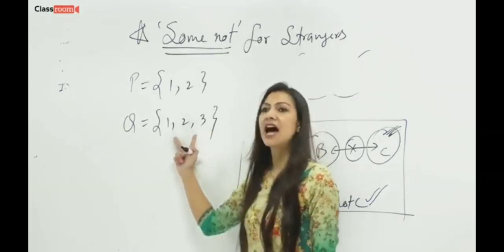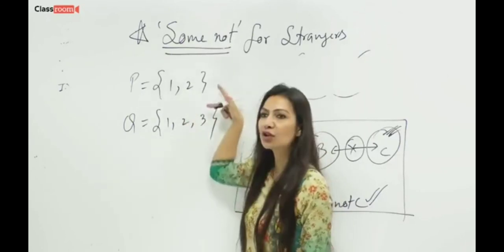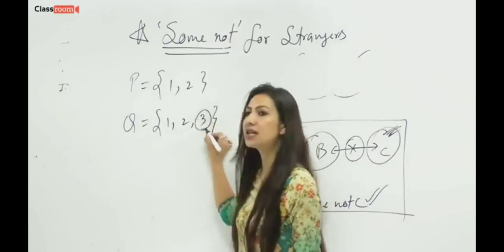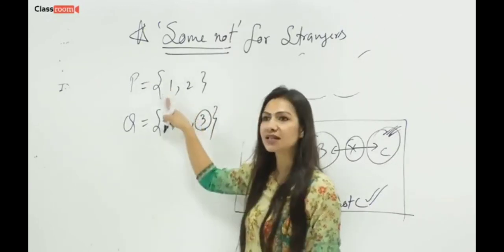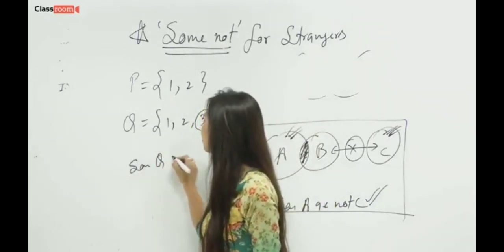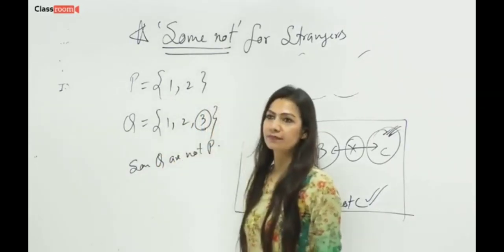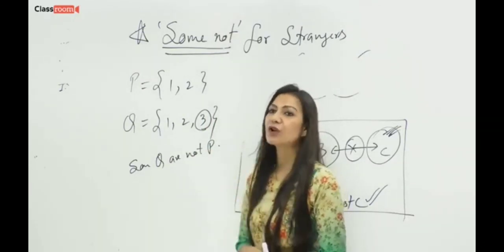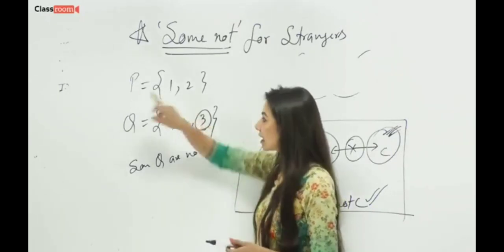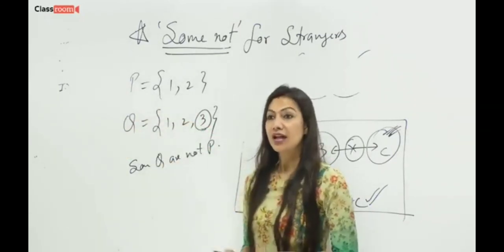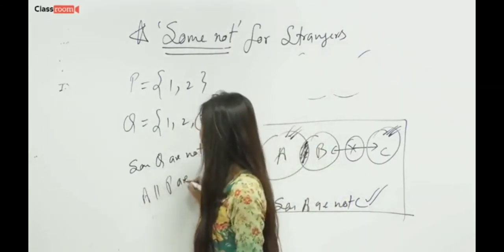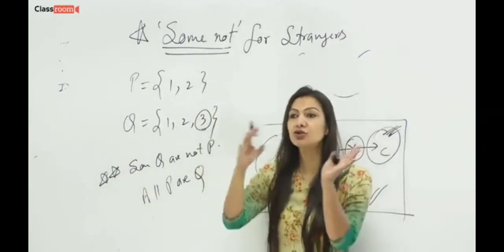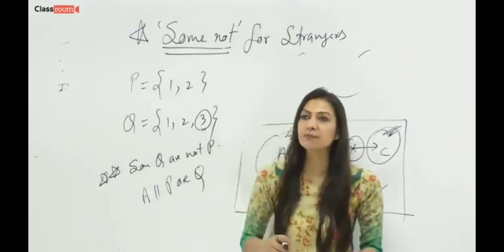So, if I ask you to tell me the conversion of sentences because of the information I have given to you, what you will say? You will say, because of this 3, which is not present here in P, that some Q are not P. Correct? But in reverse, can you say the same thing for P? Can you say some P are not Q is correct here? No. In reverse, you have to say that all P are Q. So this is one learning for you, that the reverse of some not is not necessarily true. It can be, it cannot be.